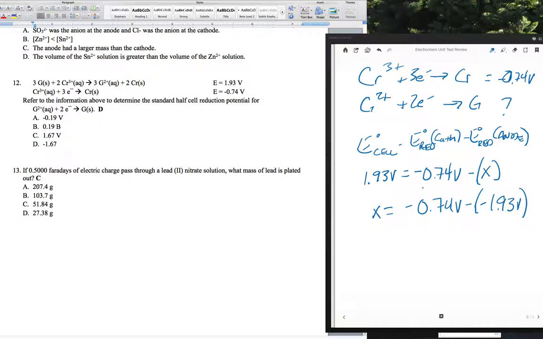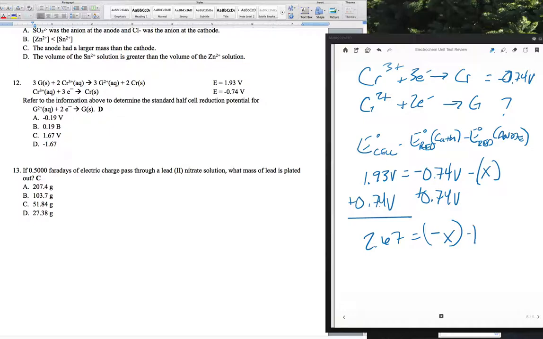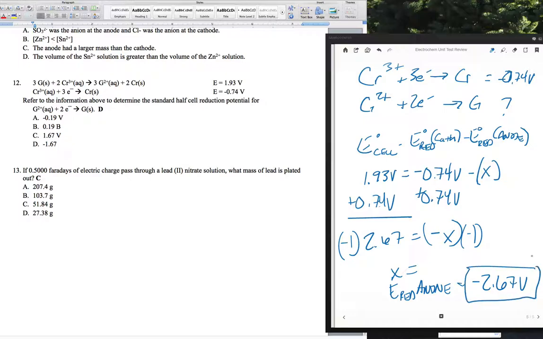Wait, okay, let's say we did this. I can't believe I'm having problems with this math. So here's a negative. Let's ignore this for a second. All right, so we're going to add 0.74 volts to both sides, right? Oh, I see what you're saying. So this becomes 2.67 is equal to negative X, and then I multiply both sides by negative 1. And then X, which is E of the reduction at the anode, is equal to negative 2.67 volts. Okay, so that's what I got.